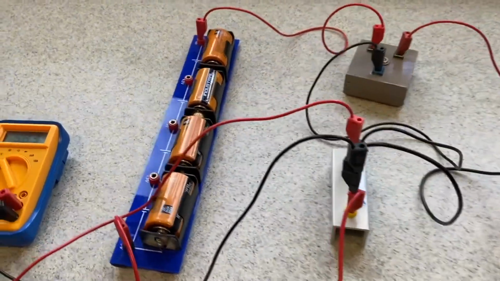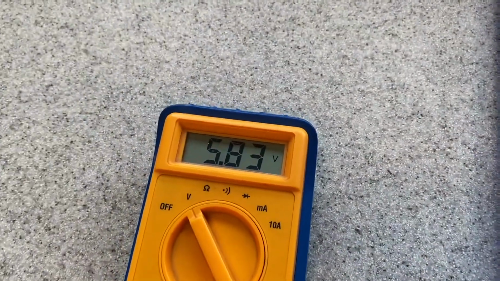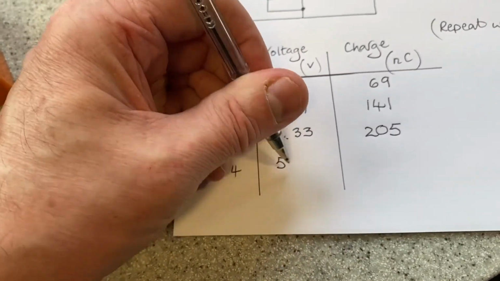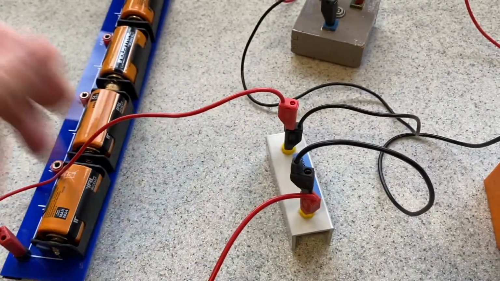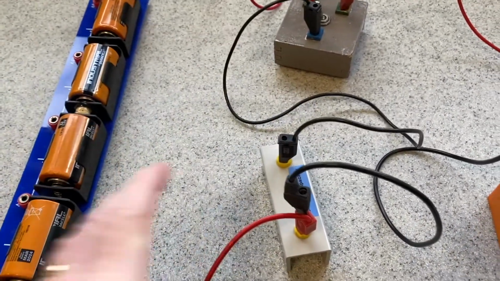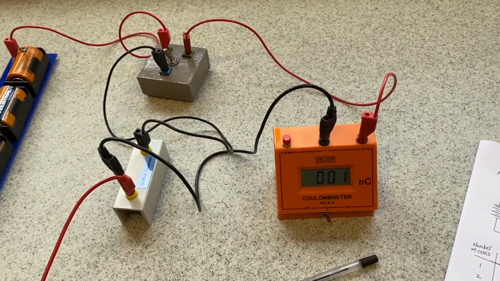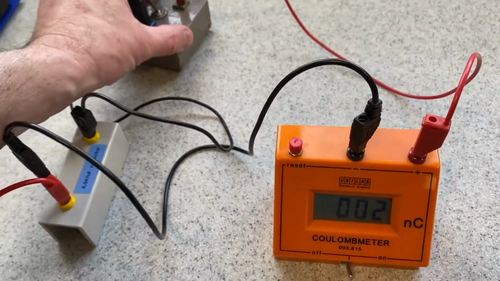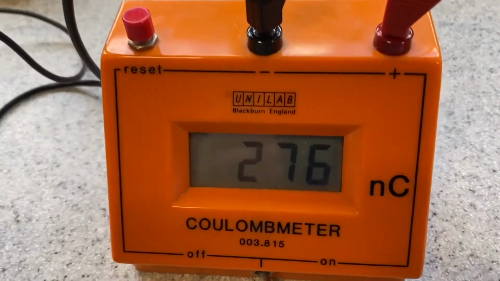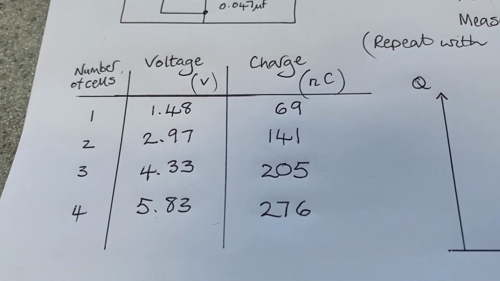Last one then, all 4 cells across the capacitor, we're getting a voltage of 5.83 volts. Disconnect the voltmeter. The reason I'm disconnecting the voltmeter is so the capacitor doesn't leak through the voltmeter. When I switch the switch over to the other side, the capacitor's just going to empty out onto the coulometer. So here's my last one. Switch it over. 276 nanocoulombs. There's all my results then on the table.